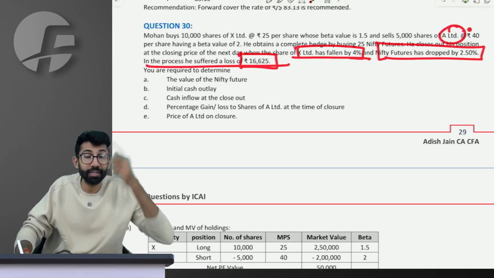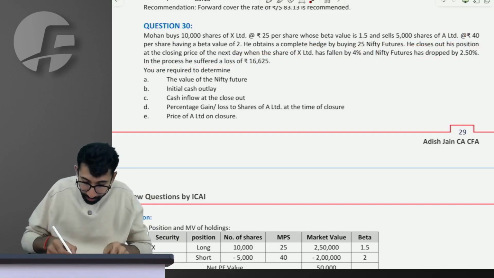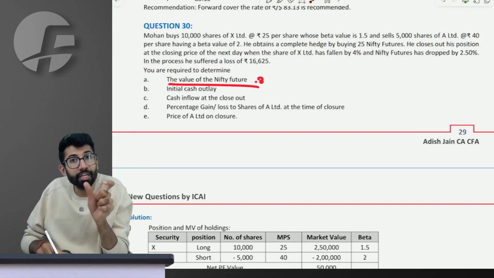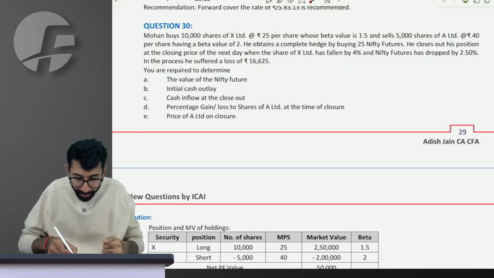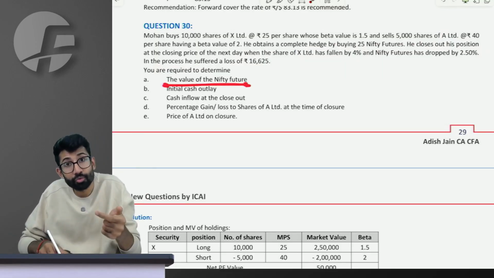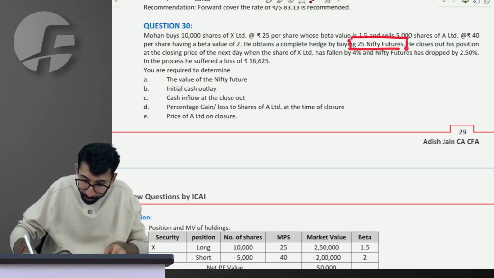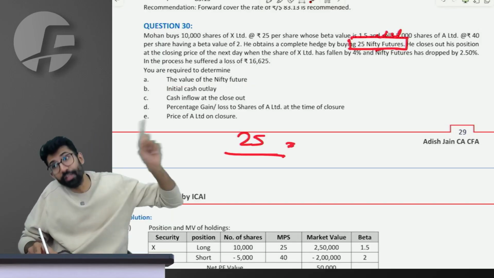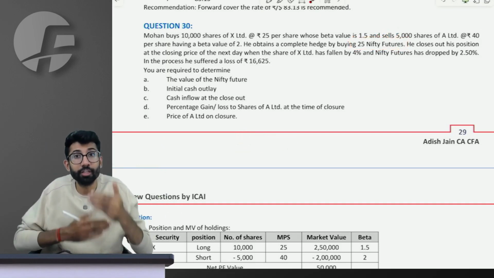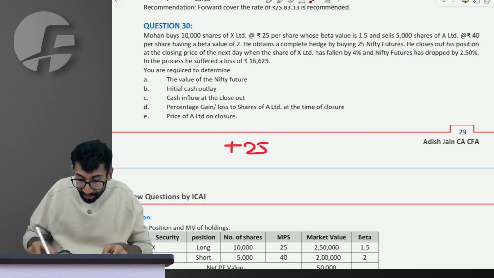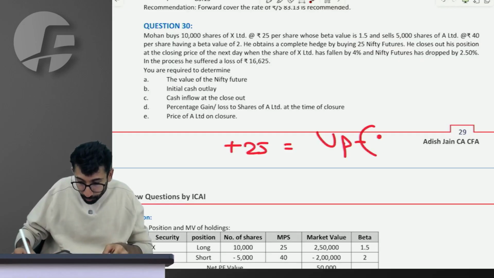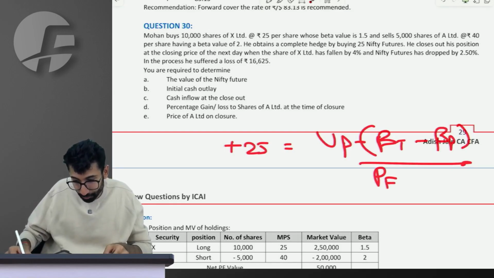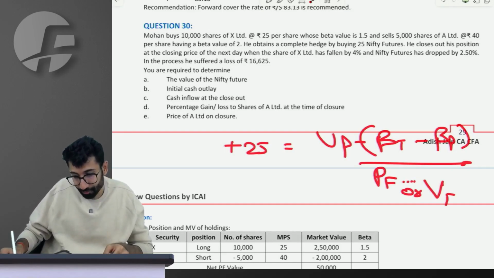Sir, what about A Limited's price change? Not given. The value of Nifty future. Every Nifty future has what value? Reverse calculation. Sir, value of Nifty futures. At what value was the Nifty future entered? Sir, when I have been given the position already taken for 25 contracts, apply the logic of, in derivatives, which topic is this? Hedging using index futures. So positive 25 is equal to value of the portfolio into beta target minus beta of the portfolio divided by price of every future, or value of every future.